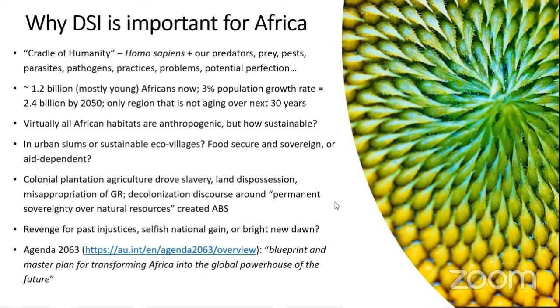And in that regard, Africa has this Agenda 2063 blueprint and master plan for transforming Africa into the global powerhouse of the future. It's an agreed continental plan to build up Africa as a knowledge-based economy. And of course, in that context, our genetic resources and access to those genetic resources and the technologies to use them for our own development is very important.